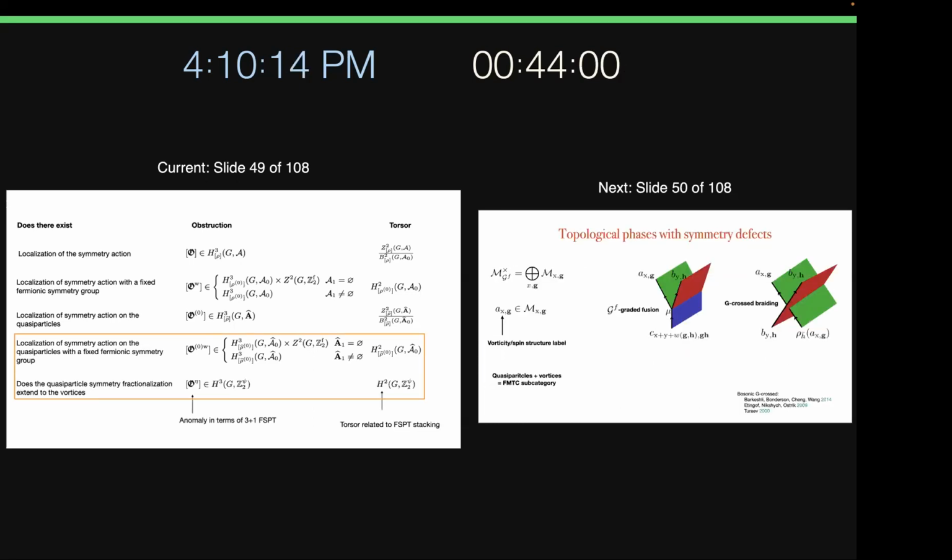And the last one is probably the most important. So it asks, does there exist a symmetry fractionalization on the quasi-particles that extends to the vortices? One can go through the mechanics and compute that obstruction, and you find that it's valued in Z2 psi. And if that obstruction is non-trivial, then there is some 3+1D fermion SPT that you can build, which cancels that anomaly.